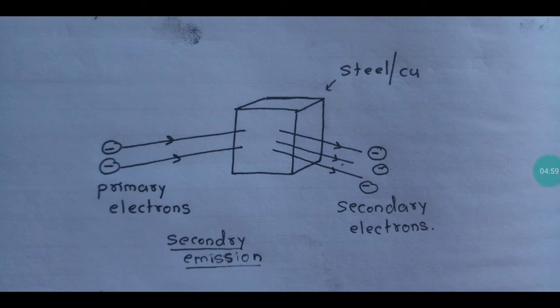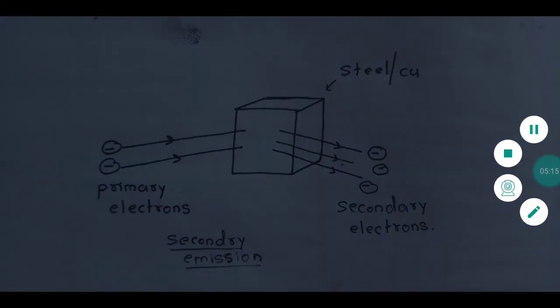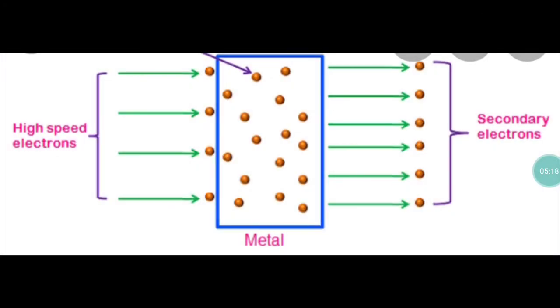But the probability of this method is very low. What I mean is that for about 50 to 60 primary electrons, hardly 3 or 4 secondary electrons are emitted. So the efficiency of this is very low. This is how a particular secondary emission looks.